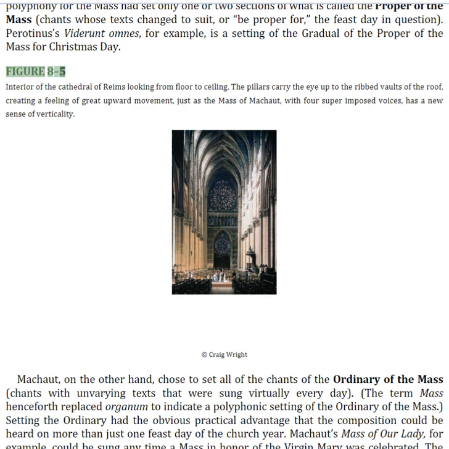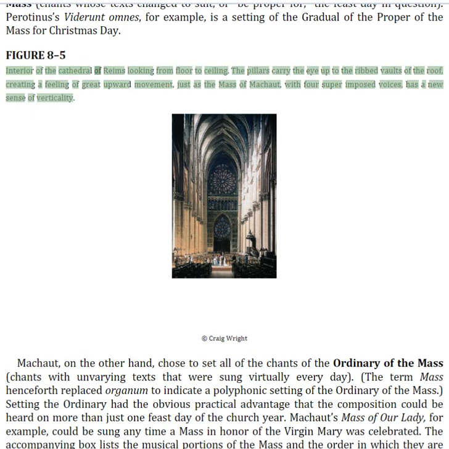Figure 8.5. Interior of the Cathedral of Reims looking from floor to ceiling. The pillars carry the eye up to the ribbed vaults of the roof, creating a feeling of great upward movement, just as the Mass of Machaut, with four superimposed voices, has a new sense of verticality.